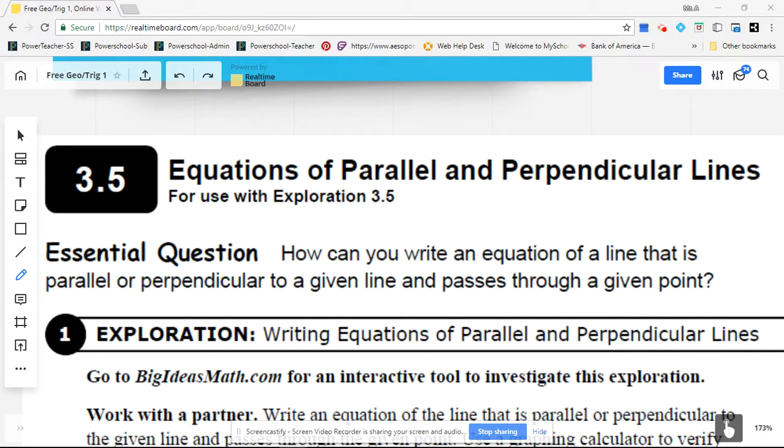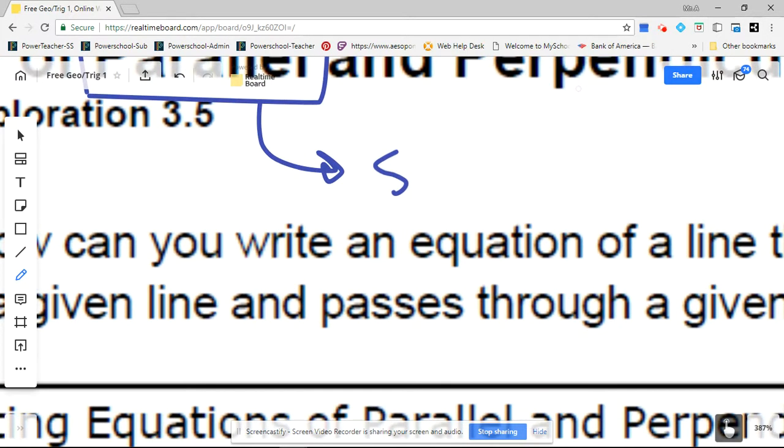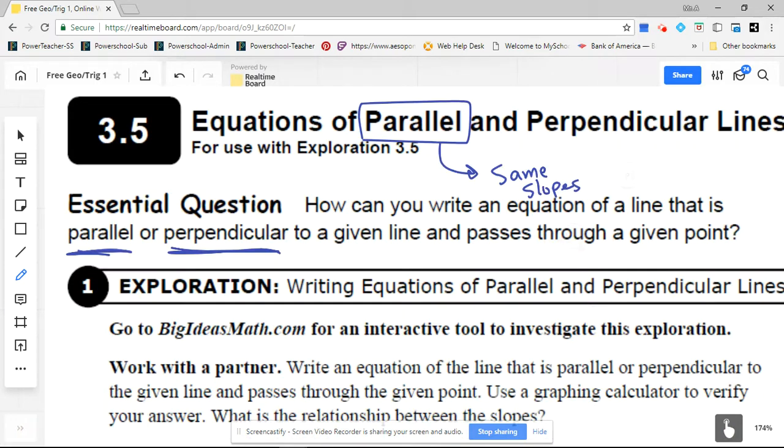All right, so 3-5. Again, we're talking about equations of parallel and perpendicular. So we looked at the essential question already. How can we write an equation that's parallel or perpendicular to a line that passes through a point? First, let's analyze what we know about parallel lines. They have the same slopes. You're going to need to know that for today's problems.